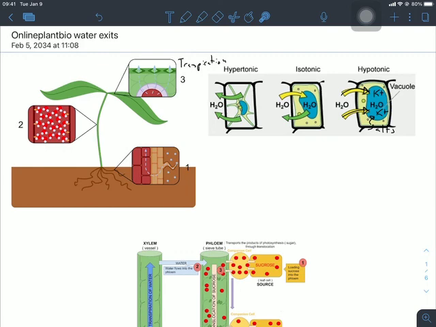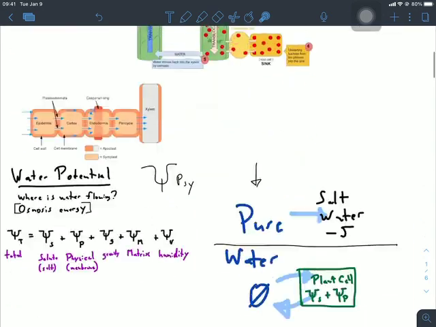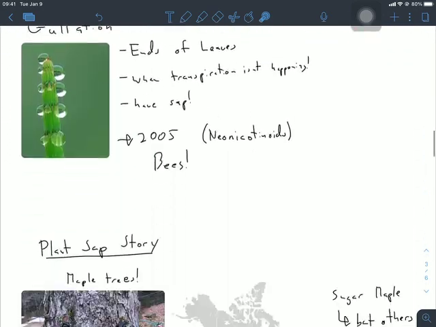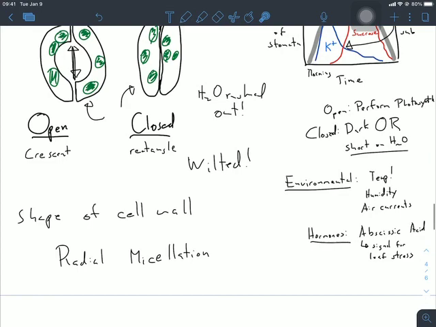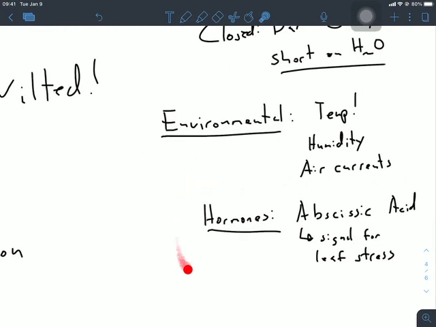I'll see y'all next time when we leave our discussions of the water column and instead explore this last thing that we talked about in stomatal regulation. Plant hormones. Because yeah, plants have hormones too.